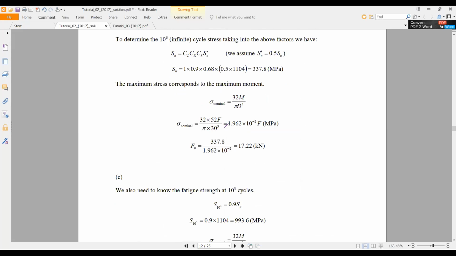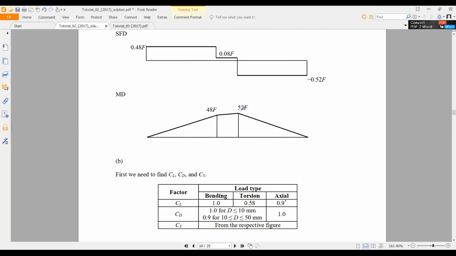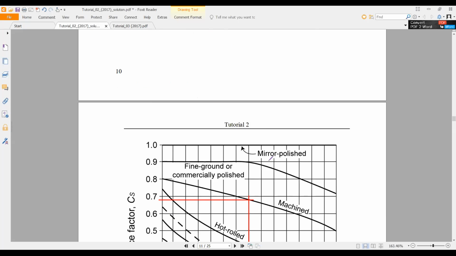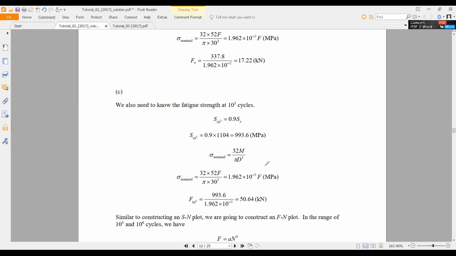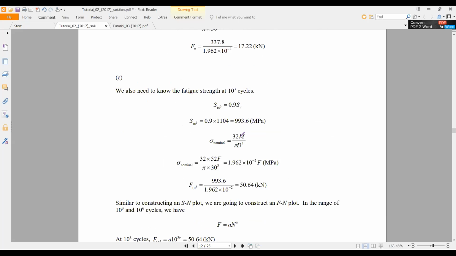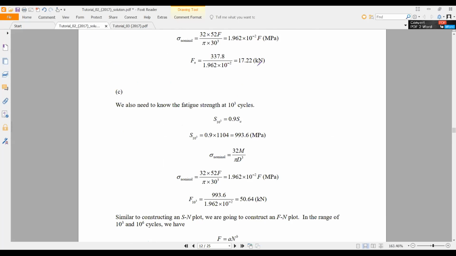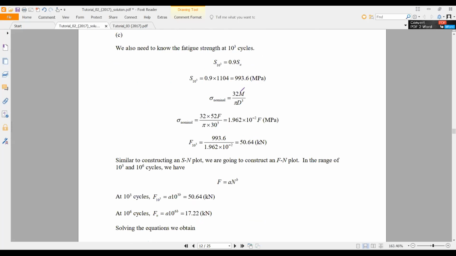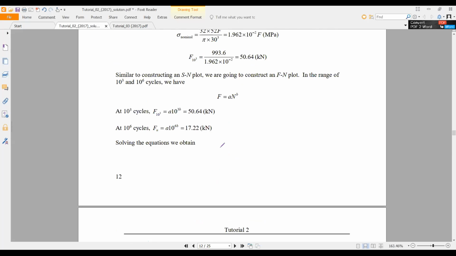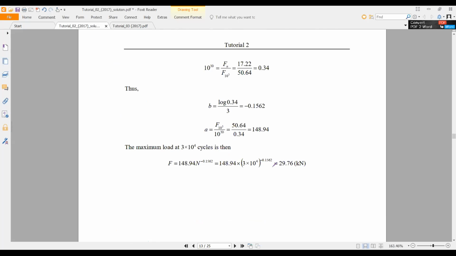So for that you need to use this point stress. Okay, this one. So you can get the load value in a similar manner to what we did earlier. Okay, and 10 to the power 3 cycles. If you get the load value in here, so 10 to the power 3 cycle and equation, and find out the A and B values. Same thing.